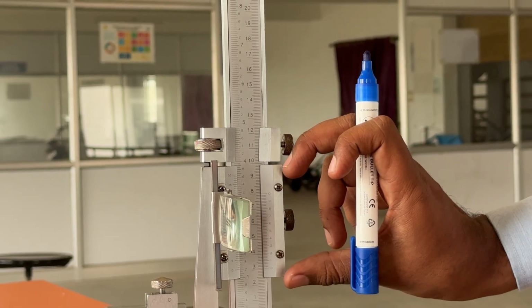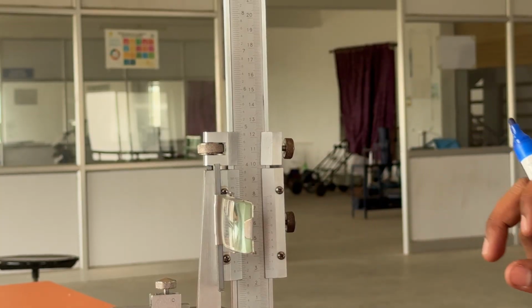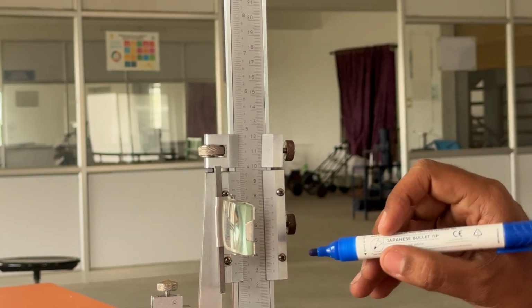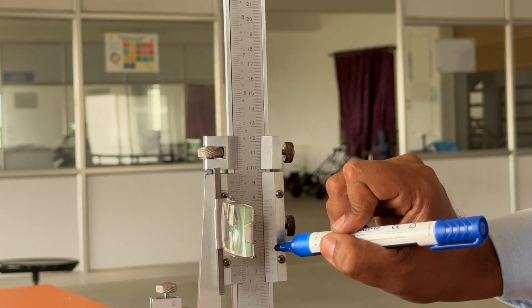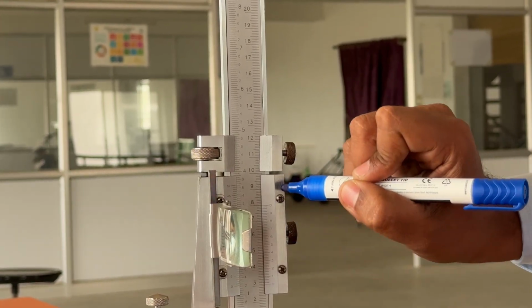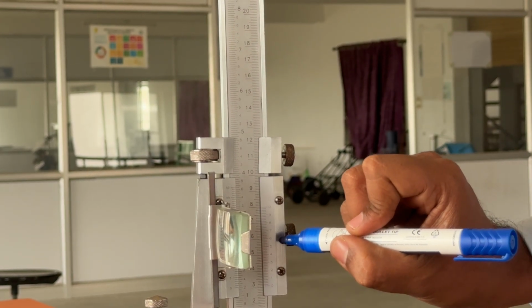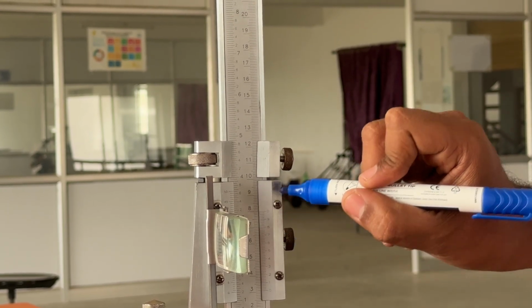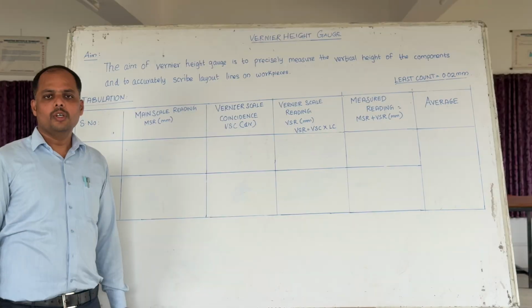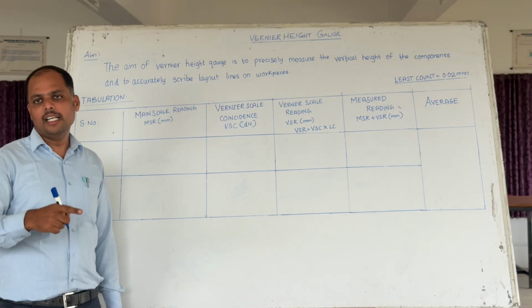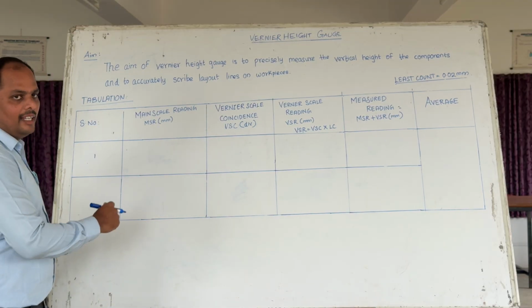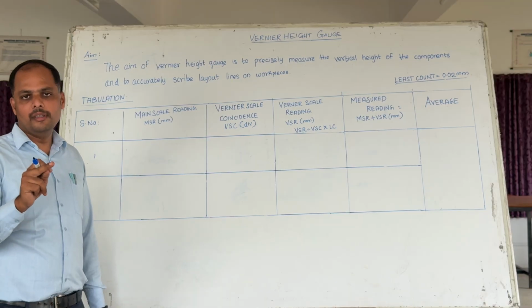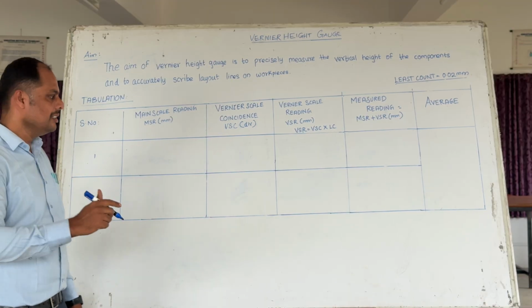And finally I want to take the coincidence of the Vernier scale. Here we count 1, 2, 3, 4. Totally we have 50 divisions, and the 20th division coincides with the Vernier scale. So the Vernier scale coincidence is 20 divisions. So already we got the reading setup in our Vernier. The main scale reading is 3.2 centimeters, which we convert to 32 mm.